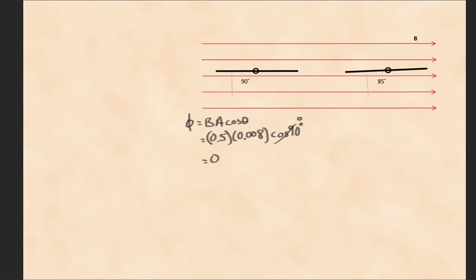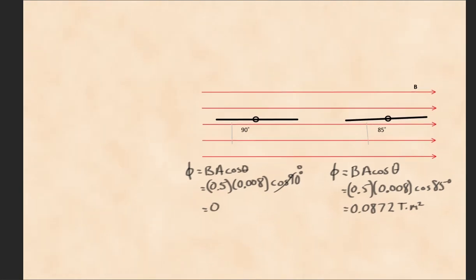Now if I rotate this just a little bit by 5 degrees, so that the normal is at 85 degrees with respect to the magnetic field, then again, BA cosine theta is going to be 0.5, an area of 0.008 square meters, cosine of 85 degrees, and that gives me a flux of 0.0872 Tesla meters squared. And that's how we calculate flux.